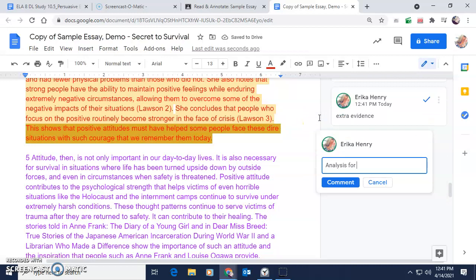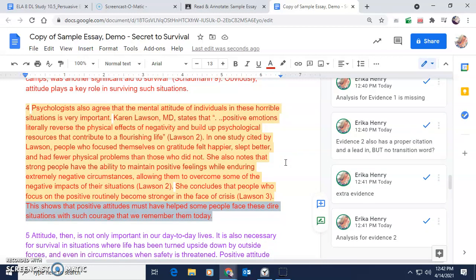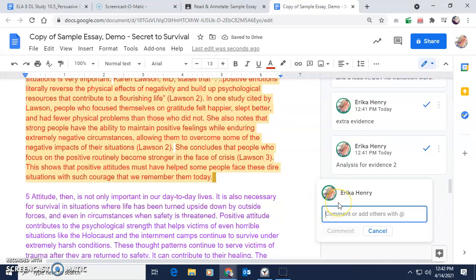Analysis for evidence 2. And click comment. But the format's supposed to be TEA, EAC. We have no closing sentence. The student would lose points for that too. So pull your mouse across that little section at the very end of paragraph 4 and make that side note. Closing sentence is missing. Don't forget to wrap up the paragraph correctly. You should always finish with a closing sentence.